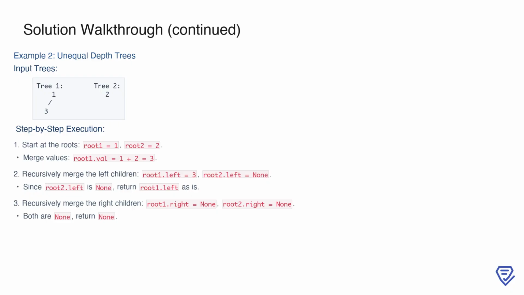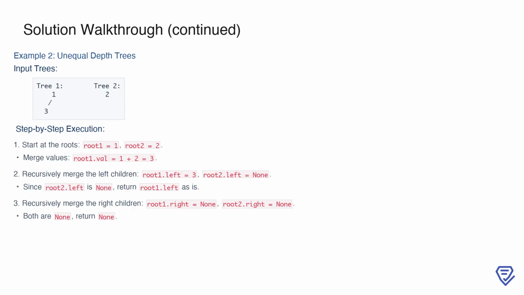The roots are added first, giving a new root value of 3. For the left child, tree 1 has a node with a value of 3, while tree 2 has no corresponding node. Since tree 2's left child is none, we keep tree 1's left child as is. As for the right child, neither tree has a node in this position, so the right child in the merged tree remains none.